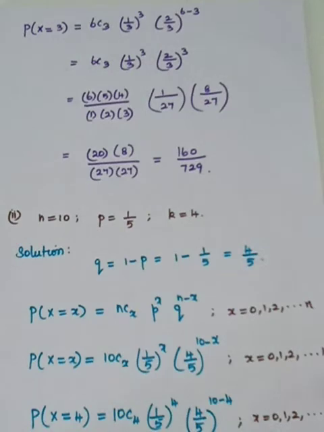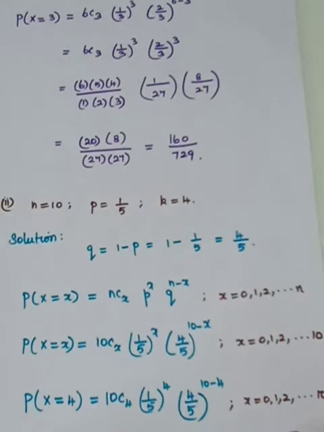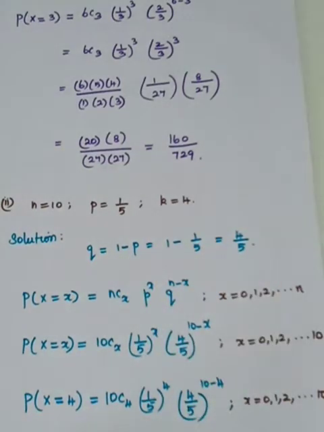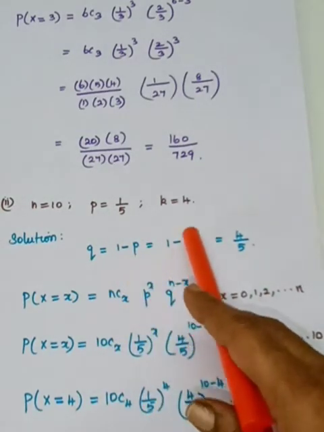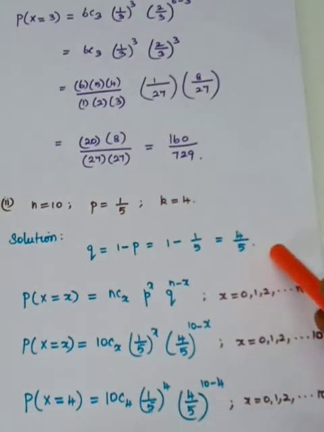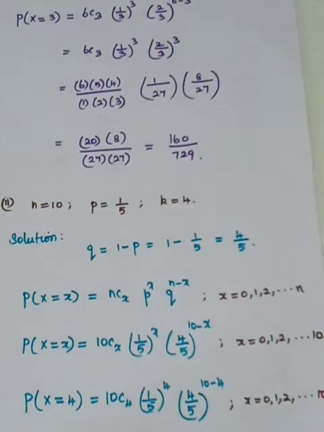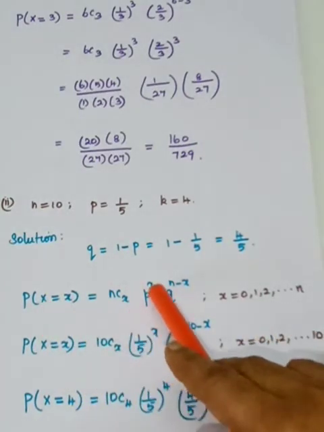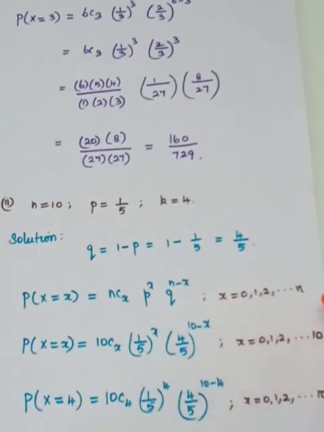Okay, coming to the second subdivision, n is equal to 10, p is equal to 1 by 5, k is equal to 4. So you should know about binomial distribution. If you want to substitute, you should know what is n, what is p, and what is q. So q, using the formula 1 minus p, 1 minus 1 by 5, that is equal to 4 by 5. So you substitute in the formula. What is the formula? If X follows binomial distribution, the probability mass function is P of X equal to x is equal to nCx p power x q power n minus x, where x varies from 0, 1, 2, etc. up to n.